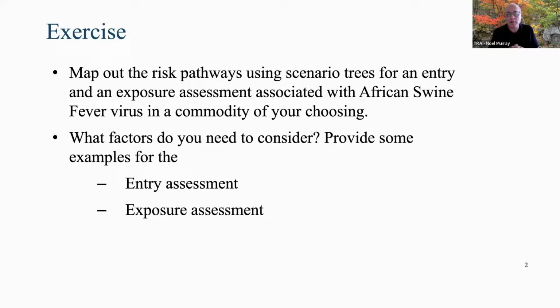We don't necessarily need to think about the international level here. We could be looking at moving commodities from one particular area into an area, like a compartment, where you have a different level of biosecurity. So it doesn't necessarily have to be a national border. And then once you've mapped out those pathways, what factors do you need to consider? And then provide some examples for both the entry and exposure assessment.